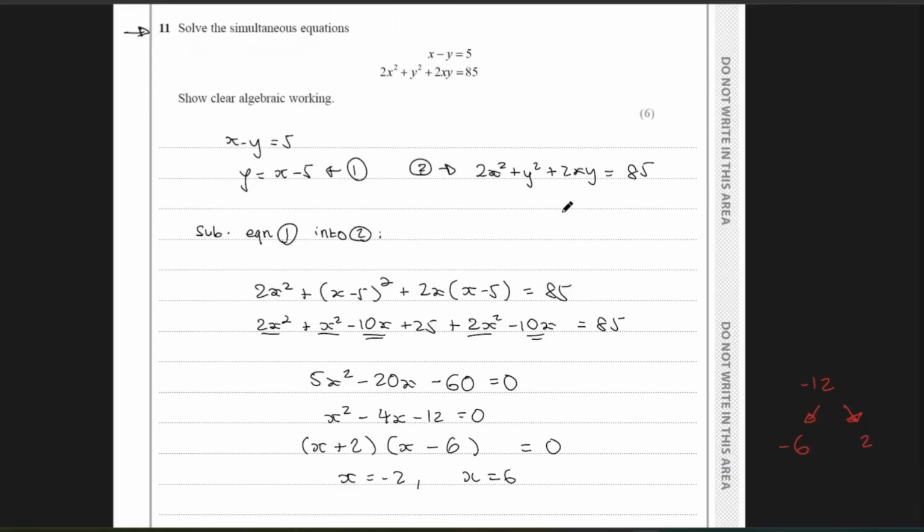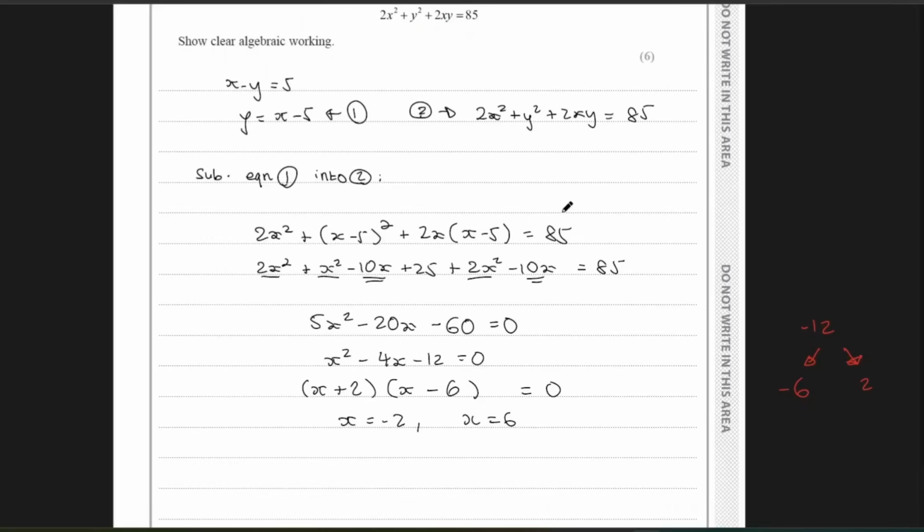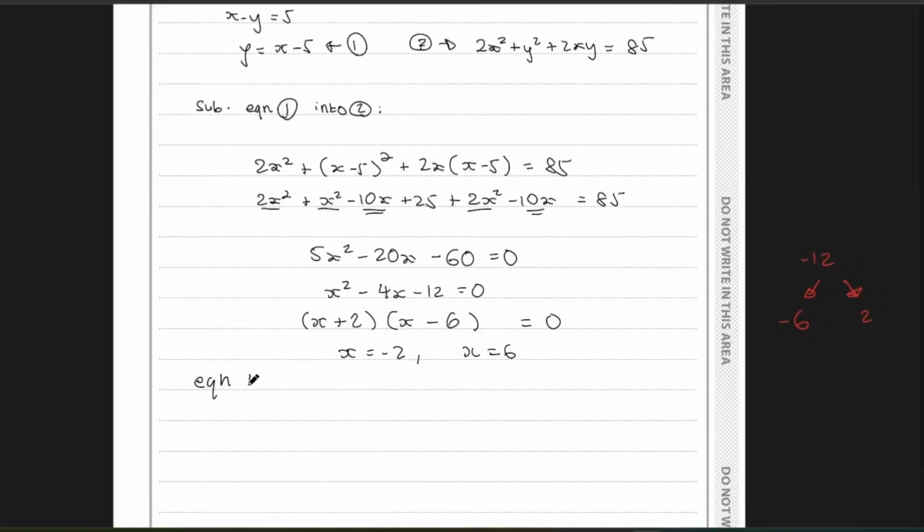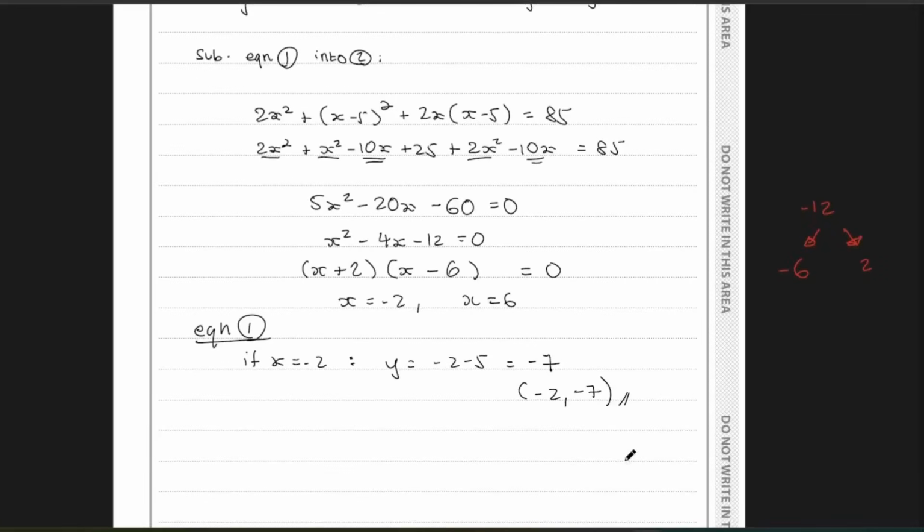We need to find the corresponding values of y. We can use equation 1. Equation 1, if x is equal to minus 2, y is equal to minus 2 minus 5, which is minus 7. And this leads to coordinates minus 2 comma minus 7. That's the first set of answers.